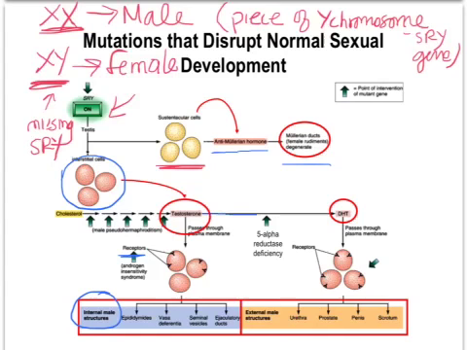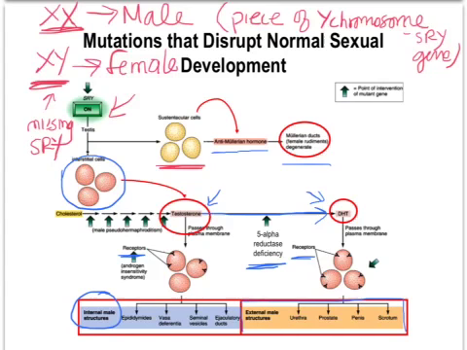Testosterone also gets converted into dihydrotestosterone by an enzyme. And that hormone also has its own receptors in other cells, and that hormone is responsible for stimulating the development of the male external structures. So the penis, the scrotum, the prostate, and the urethra. So these two hormones are very, very important, testosterone and dihydrotestosterone. And of course, they're stimulated by the SRY gene. Ultimately, that's what they were stimulated by.